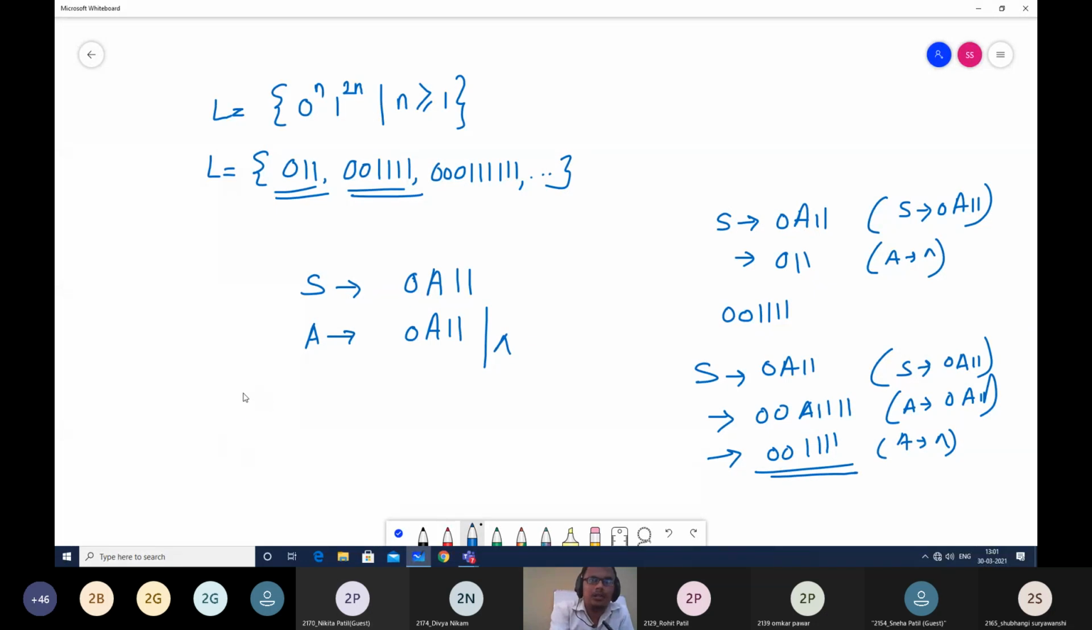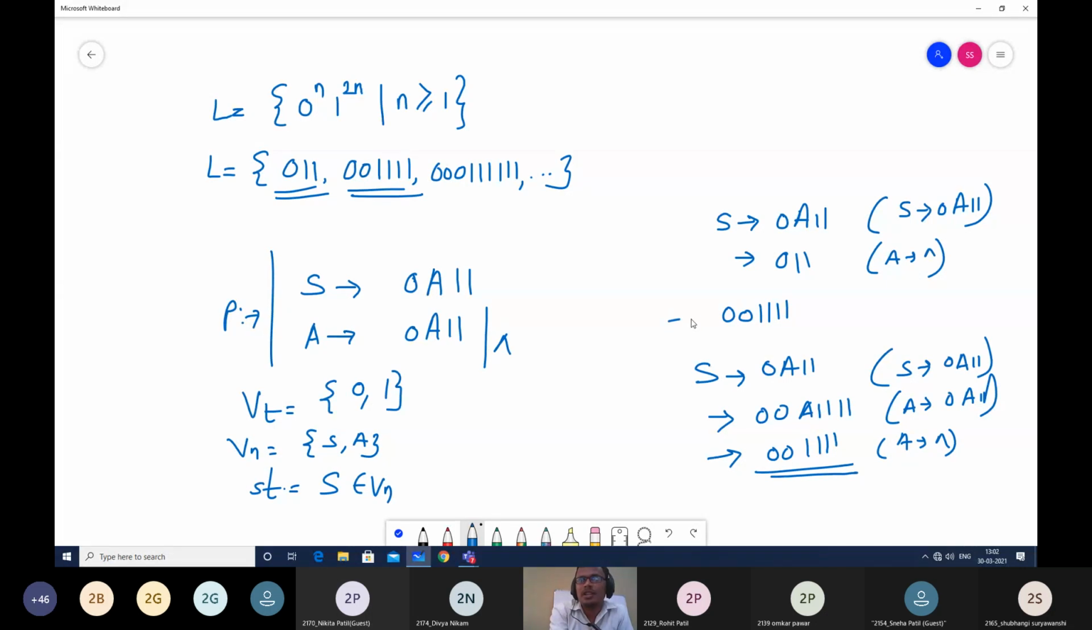You can write what your terminal symbols are. They are 0 and 1. Your non-terminal symbols are S and A. The starting symbol of your grammar is S, which belongs to Vn, and these are your production rules. And you can solve one string. So you can take down this problem.